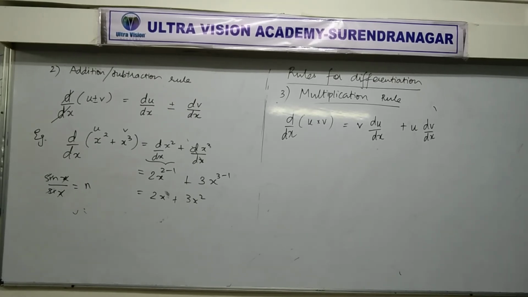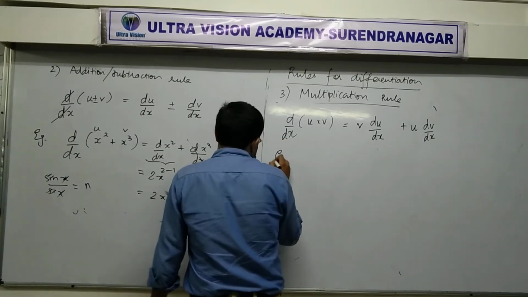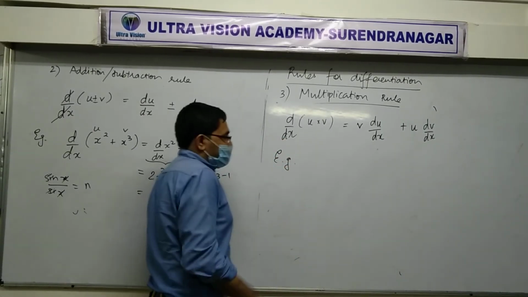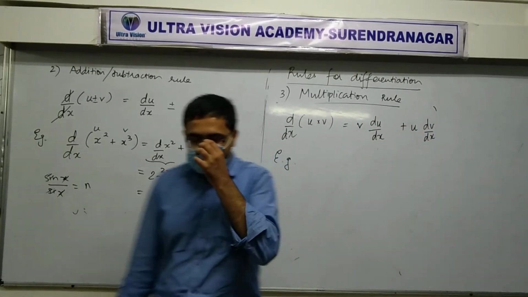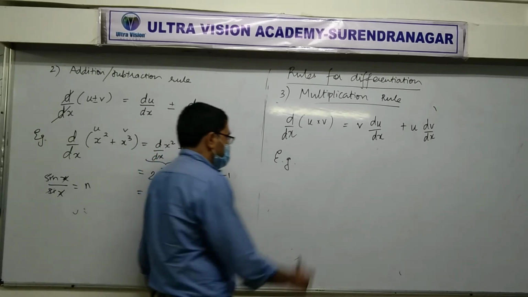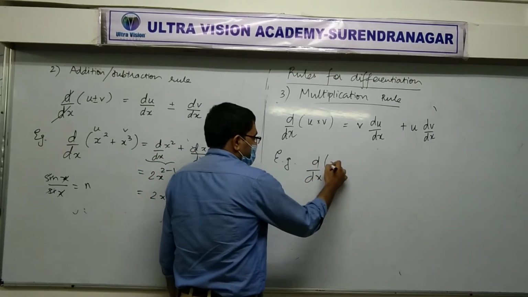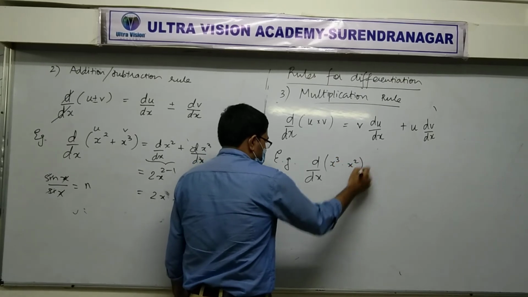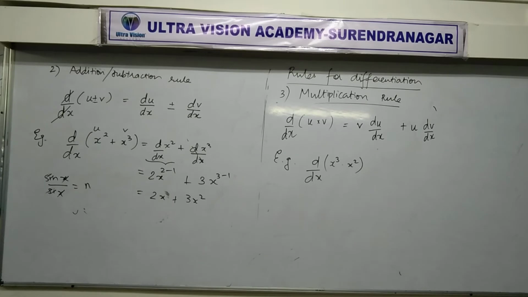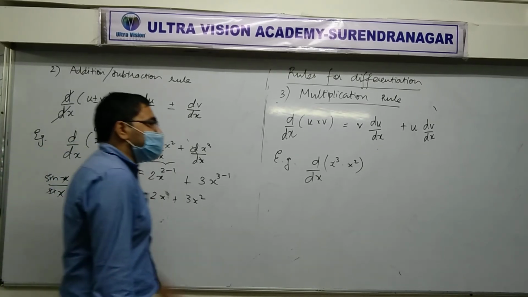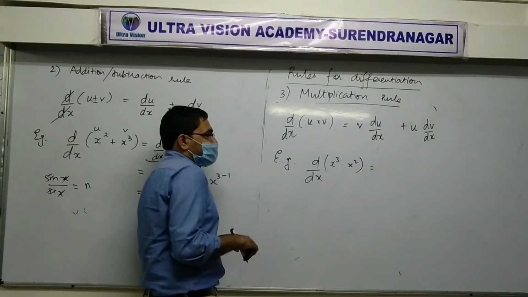Now I can give you an example, but frankly the example is not very elegant, or you might also say, sir, we can do it in another way also. But no problem, I just want to demonstrate how to use it. For example, we want to do differentiation of x cube into x square. So what is u's place, what is v's place?